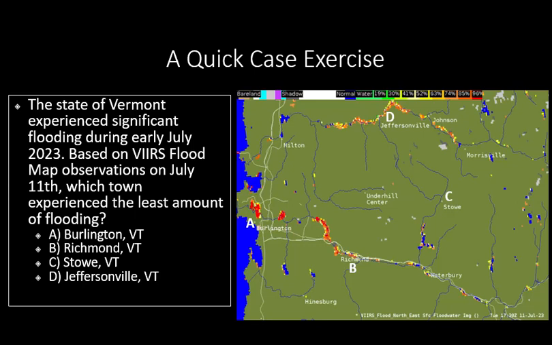Now, before we conclude the session, here's a quick case exercise of the Northeast U.S. flooding event that occurred in early July 2023. The state of Vermont experienced significant flooding, over 9-plus inches in some areas. Now, based on the VIIRS flood map observations on July 11th, which town experienced the least amount of flooding? That is, the lowest floodwater fraction percentage in or near the town. I will pause for a moment so you can analyze the data. Any guesses?